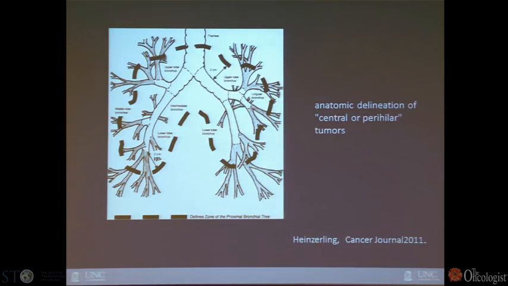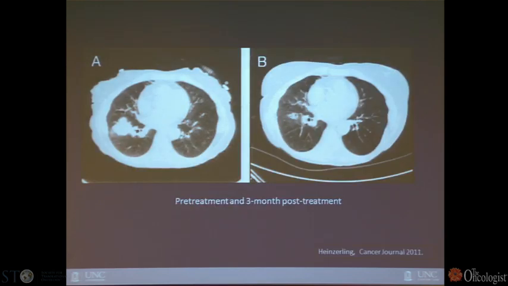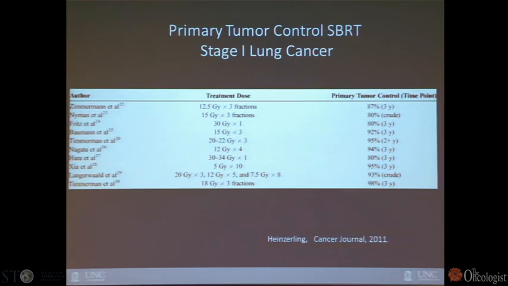We tend not to treat in the more central areas. We're more concerned about toxicity when it's really central. People have argued whether this is true, but right now we're at least more cautious about treatment in those areas. And here's an example of a pretreatment lesion, a relatively large lesion, and 3 months post-treatment showing some good responses.